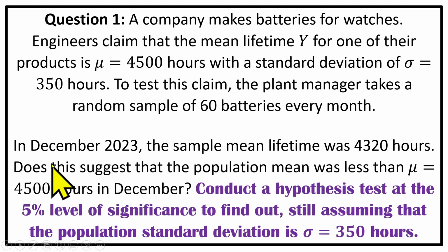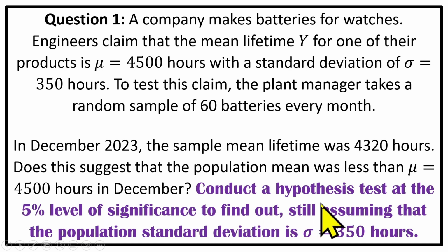So we're pretending that in December of 2023, the sample mean lifetime for that sample of 60 batteries was 4,320 hours. The question is, does this suggest that the population mean was less than 4,500 hours in December? How do we answer this question?